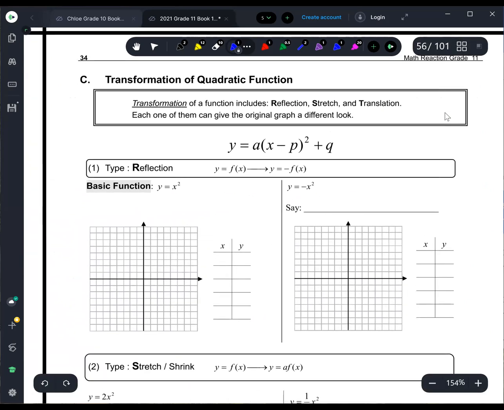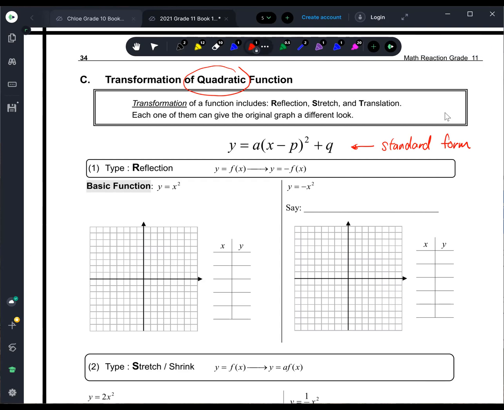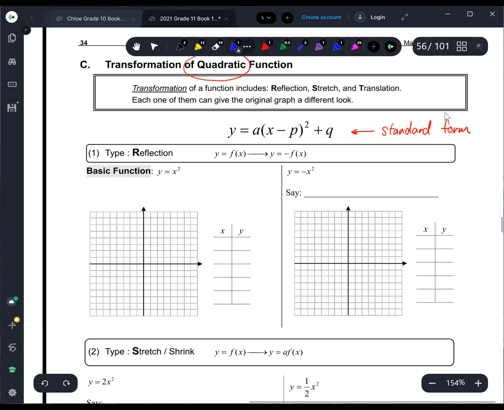So in grade 10, all the graphs you've been doing are straight lines, linear functions. In grade 11, we are focusing on this curved line. We call it quadratic function. So this is our standard form. Assume that the question they give you, the general form, you already changed to standard form. So now we're gonna talk about how the APQ can help us do the graphing.